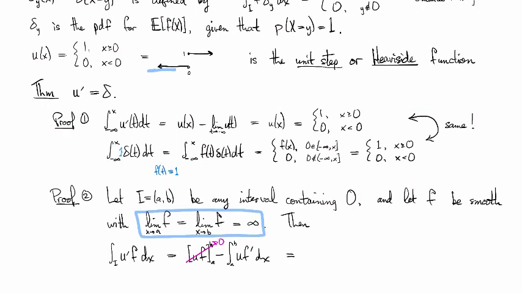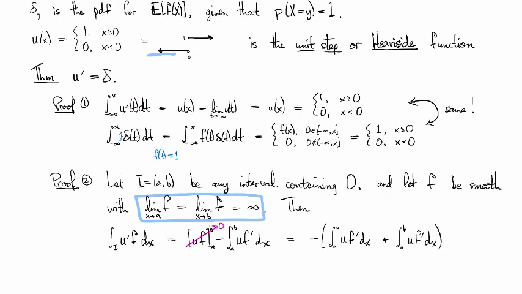And so then if we look at the other part, we've got minus the integral from a to b. So I can split that as the integral from a to 0 of u f prime dx plus the integral from 0 to b of u f prime dx. And then we look at the definition of u, and we see that for the first part, this is where u is equal to 0. And for the second part, this is where u is equal to 1. And so that first integral is gone.